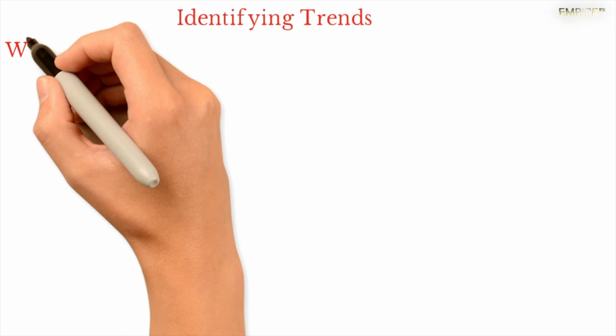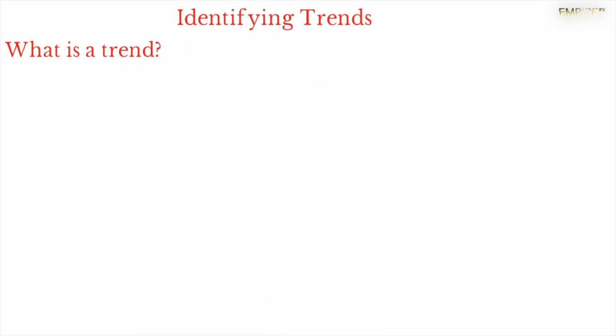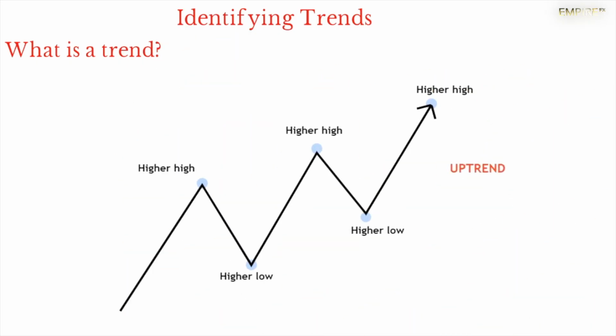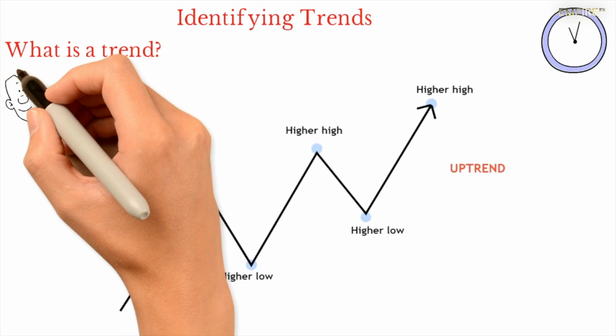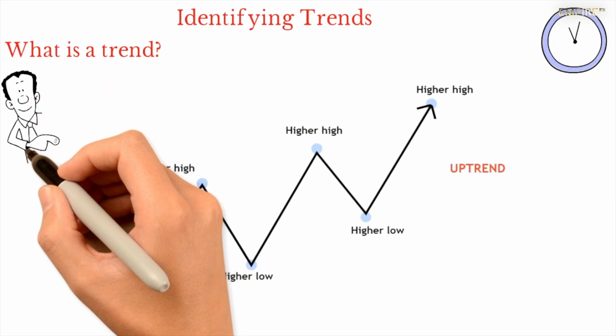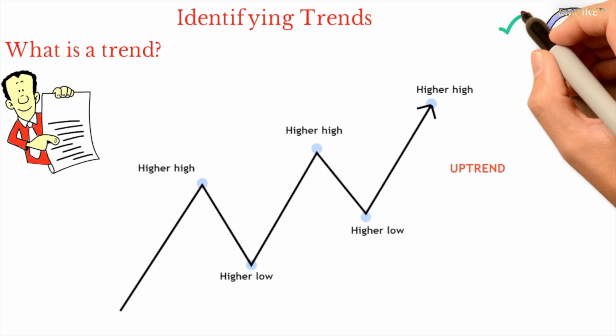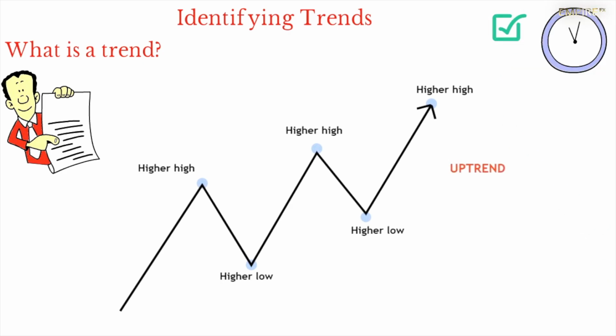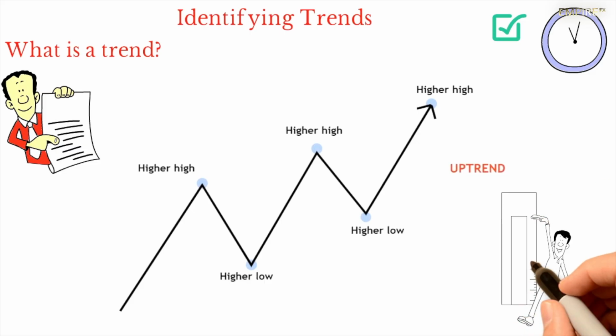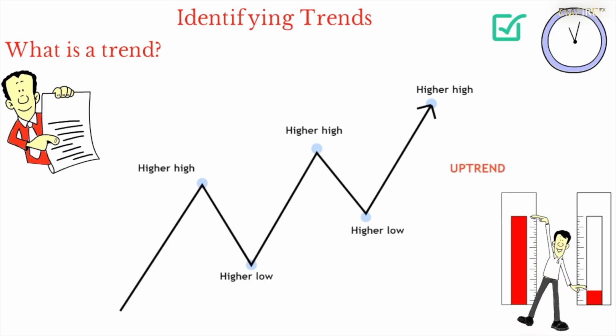Identifying trends. What is a trend? A trend is a tendency for prices to move in a particular direction over a period of time. Trends can be short-term, long-term, upwards, downwards, and even sideways. I'm going to show you how to identify a trending market correctly. You can use this on any time frame. Anything that happens on a higher time frame can be fractal on the lower time frame.